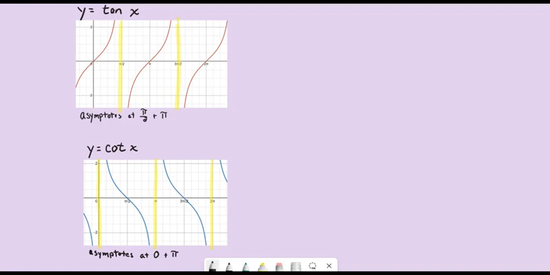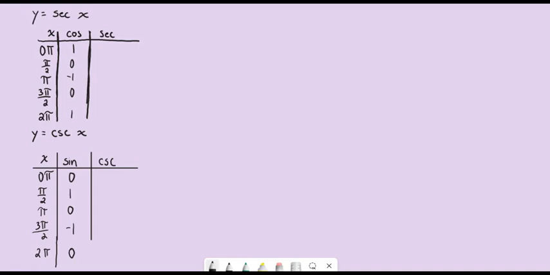So tangent and cotangent are very similar. You'll notice that with tangent, the curve kind of comes up and bends to the right. And you also have asymptotes at pi over 2 plus pi. Whereas with cotangent, the lines tend to bend to the left and up. And another key giveaway there is that we have asymptotes at 0 plus pi, or multiples of pi. So 2 pi, 3 pi, all that. So that's how you can tell the difference between those two.